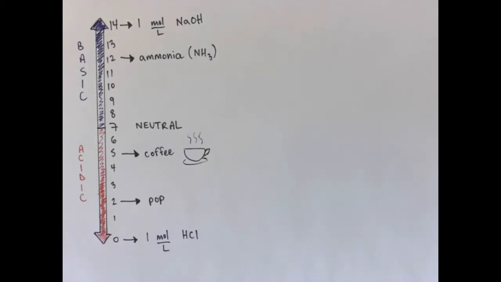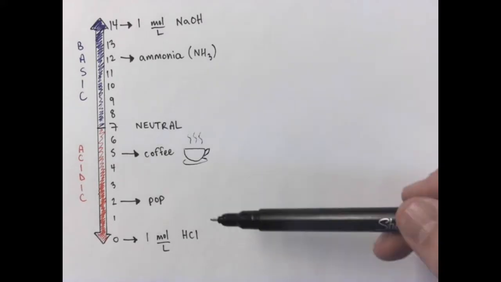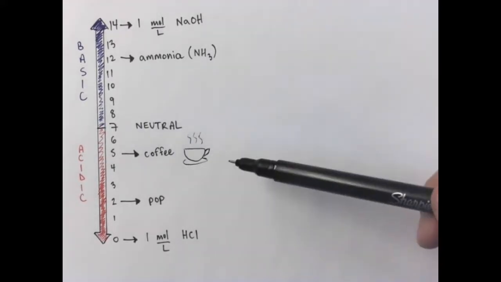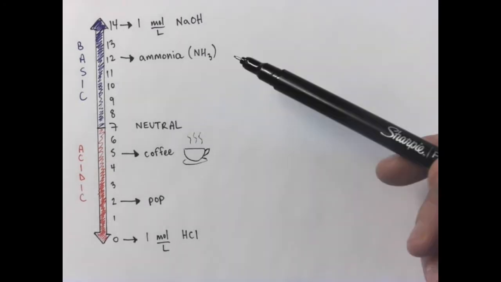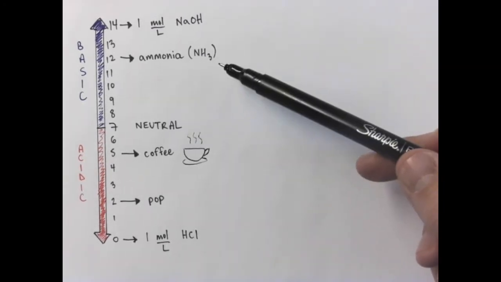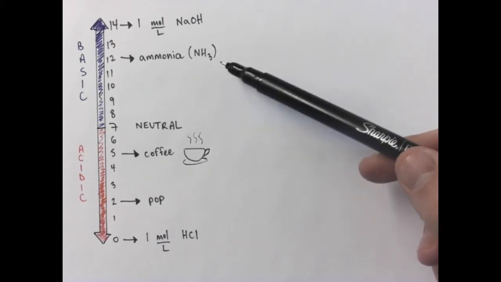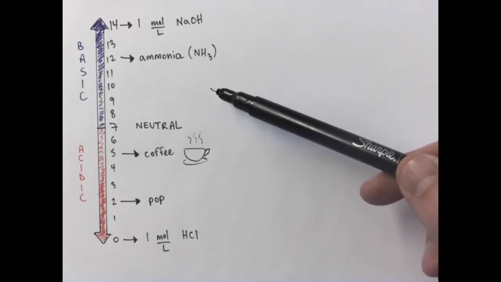Substances have a wide range in pH. And on this scale, I've written out a few substances that you probably use every single day, maybe some more than others, and then some you've probably never encountered before. Ammonia right here is a household cleaning product, and any ammonia you have in your house is probably around a pH of 12.